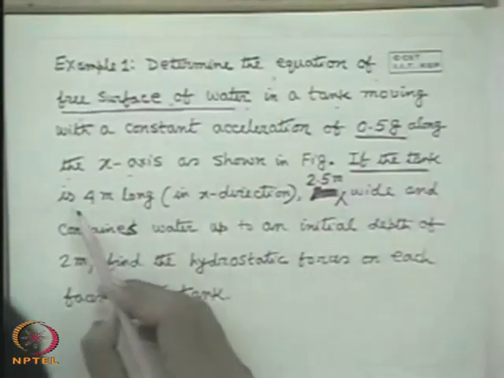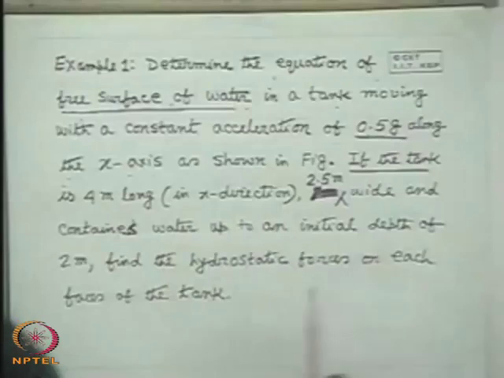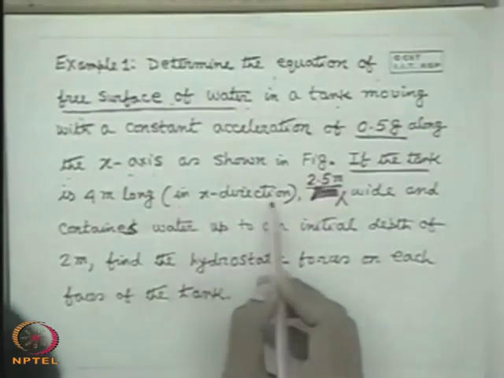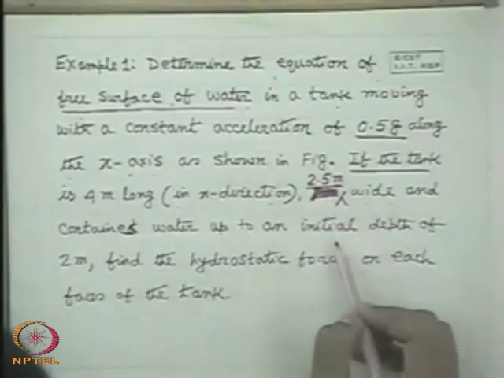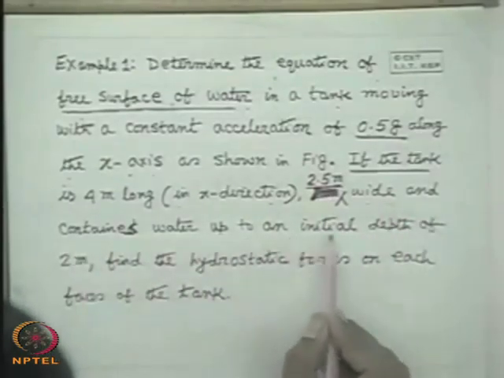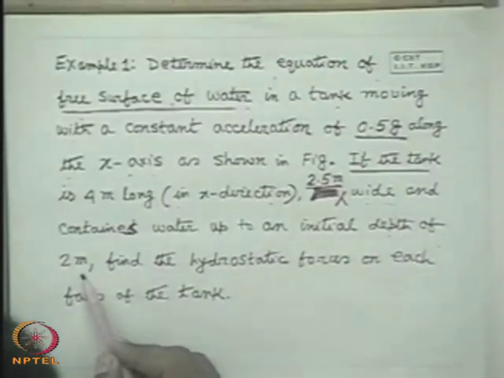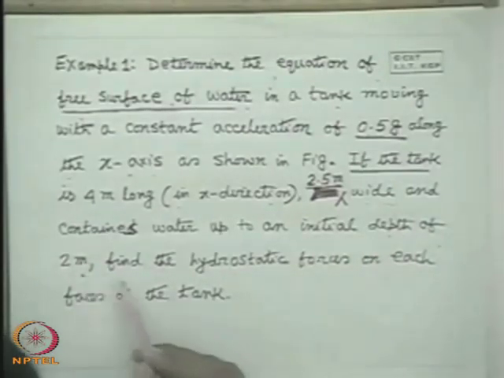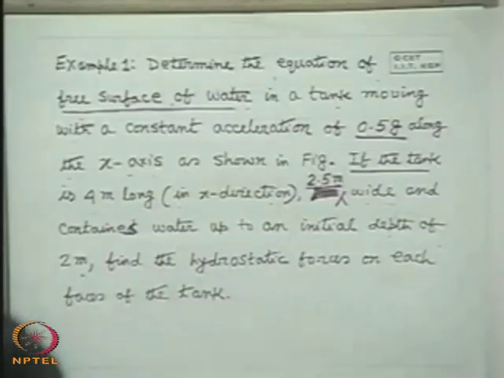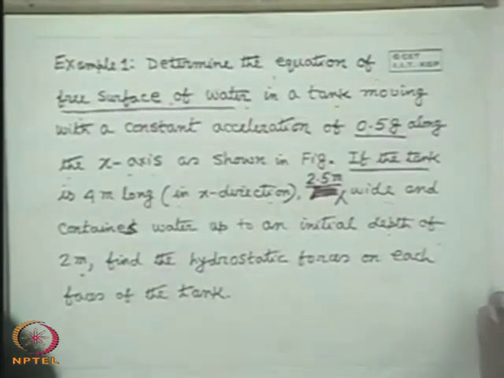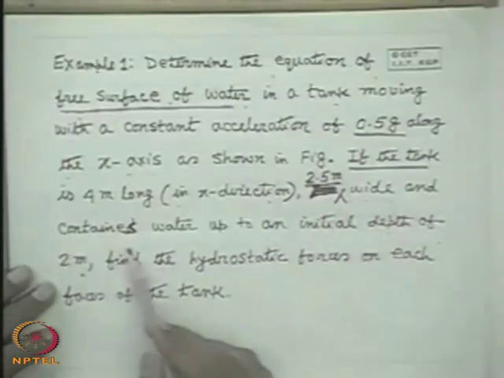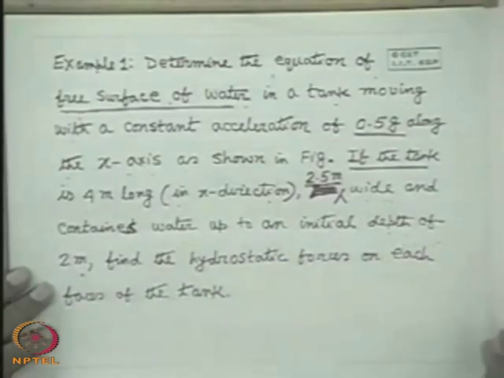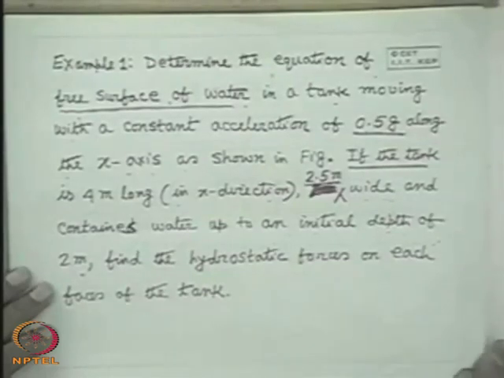Next part, if the tank is 4 meter long in x direction, that means in the horizontal direction, 2.5 meter, that I will show. The x direction means the direction in which it is being accelerated. 2.5 meter wide, that means in a perpendicular direction, and contains water up to an initial depth of 2 meter. Find the hydrostatic forces on each face of the tank. All right? Please note: the tank is 4 meter long, 2.5 meter wide and contains water up to an initial depth of 2 meter. Find the hydrostatic forces on each face of the tank.